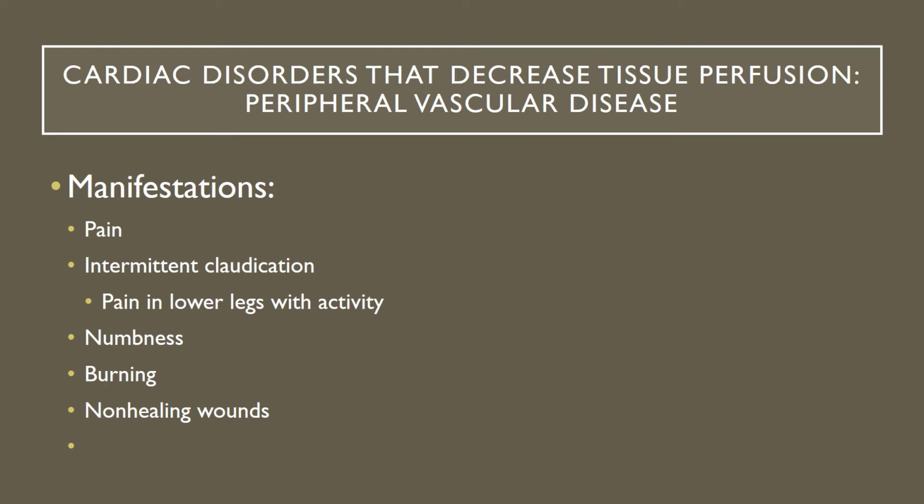We see some other manifestations, being pain. This is probably due to neural dysfunction. And again, the decrease in oxygen is really going to be causing all this, right? So if we decrease oxygen, decrease ATP, we decrease sodium potassium pumps, and we could get some neural pain and hypersensitivity occurring there. So we have this event called intermittent claudication, and this is going to be pain in the legs with activity.